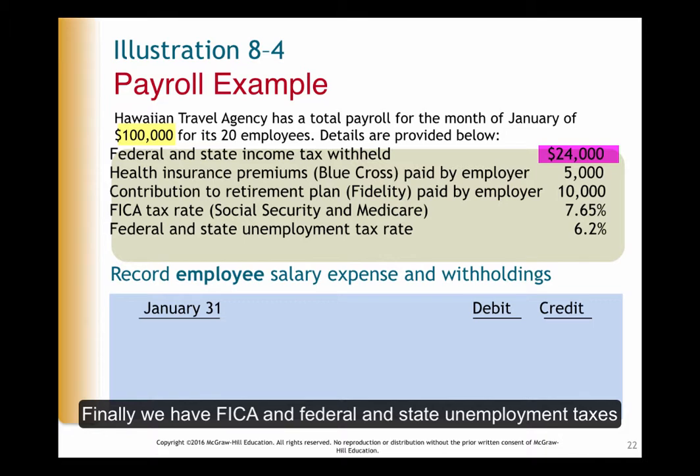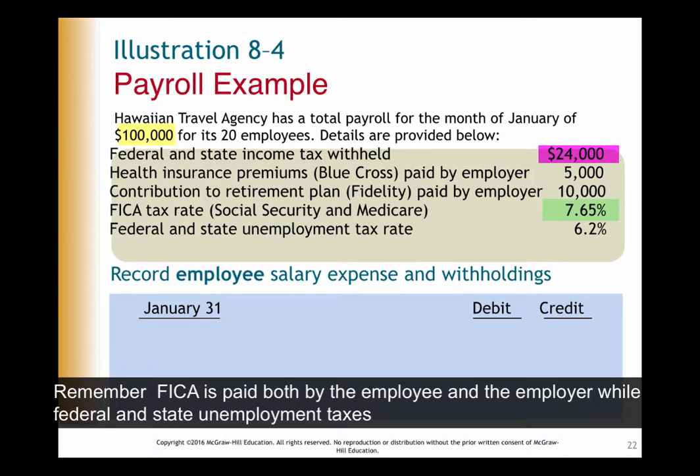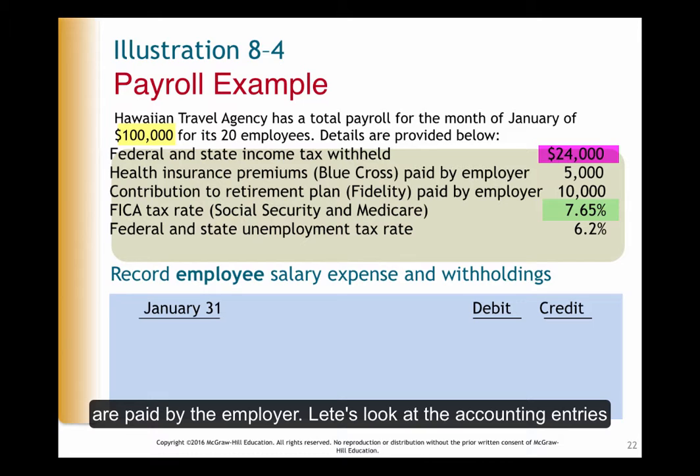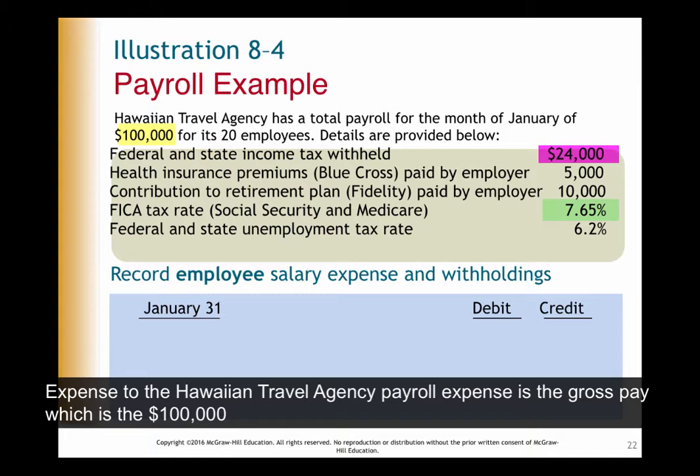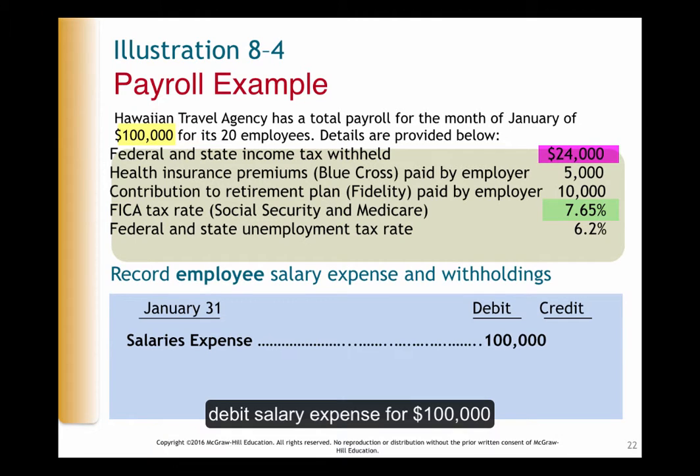And then finally, we have FICA, and also the federal and state unemployment tax. Remember, FICA is paid both by the employee and employer, while the federal and state unemployment tax is paid by the employer. Okay, so let's look at the accounting entries. Remember that expenses are always recorded on the debit side. The expense to Hawaiian Travel Agency for payroll is the gross pay, which is the $100,000. So we have to debit salaries expense for $100,000.